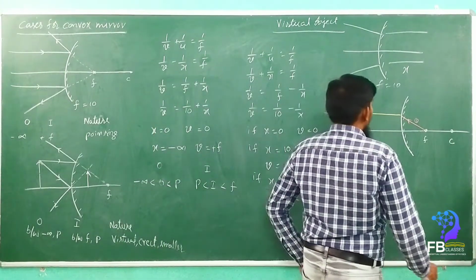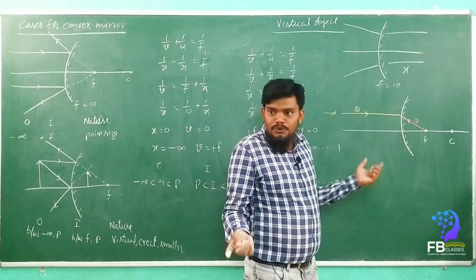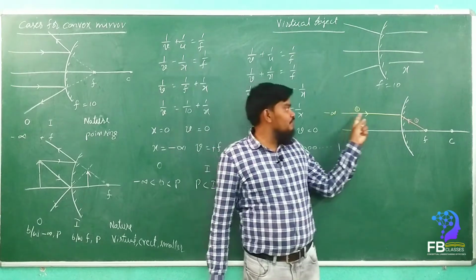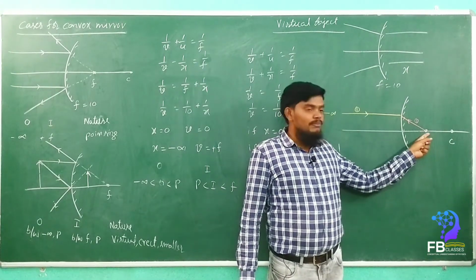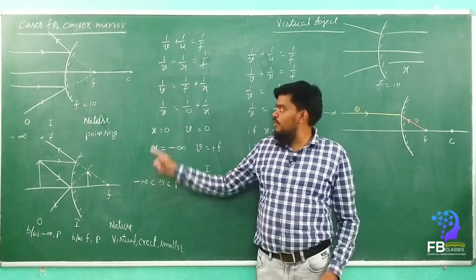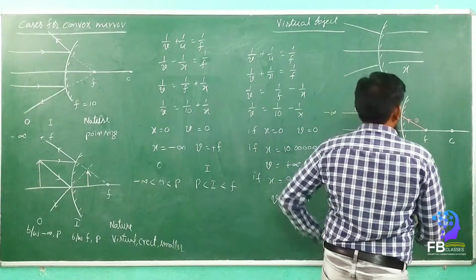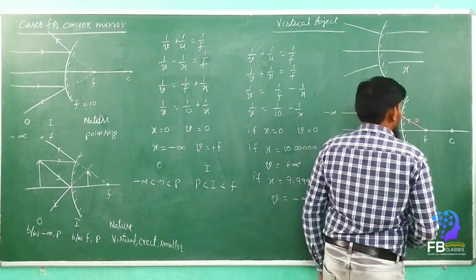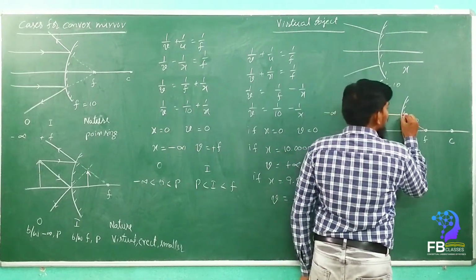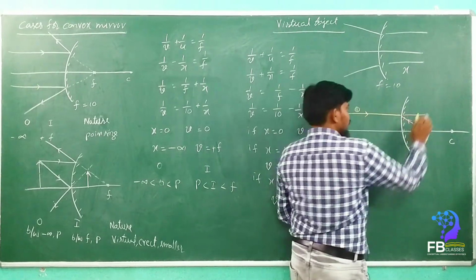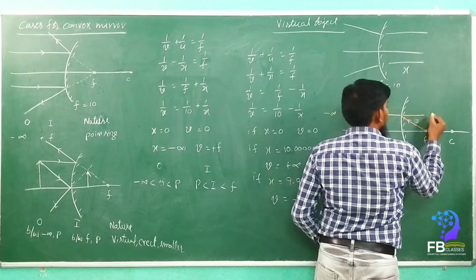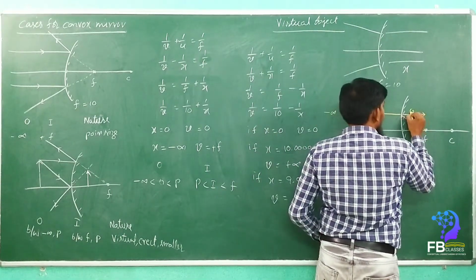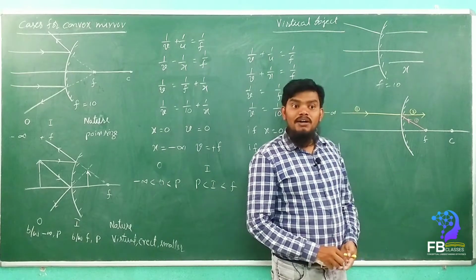Okay, now this is for the real object only. When the real object is moved from minus infinity to pole, the image will move from F to pole. Then we can go for the virtual. See here, virtual. I'll tell you very clearly, when the object is moved from pole to F, I am going to draw this. This is related to the object. So when the object is moved from pole to F, where will the image go?